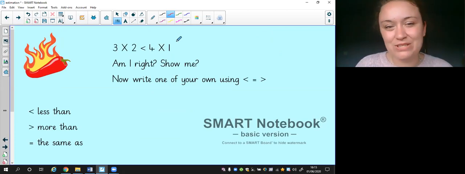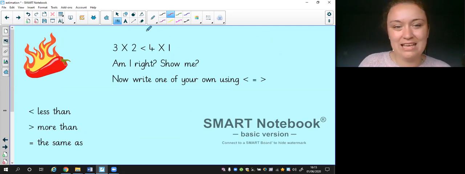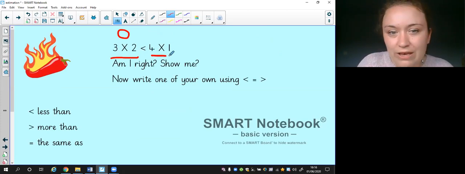Easy peasy, lemon squeezy. We can figure this out if we break it down carefully. Okay, so 3 groups of 2. What is that? Work it out, write it above in this gap. 3 groups of 2 is less than 4 groups of 1. Oh, wait, just let's work out what that 4 groups of 1 is first and write it above, okay?